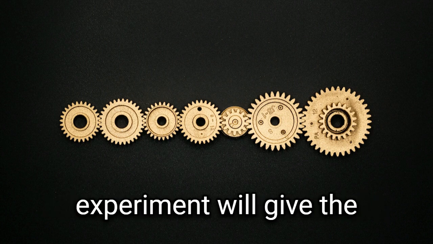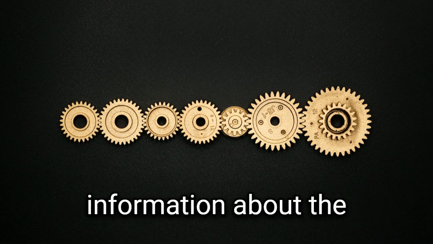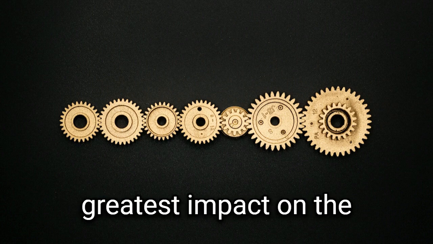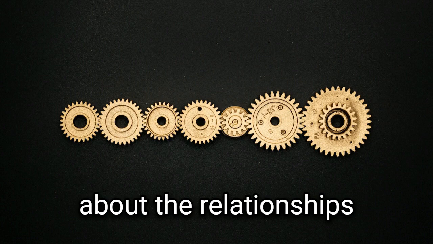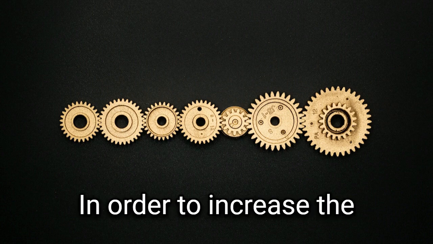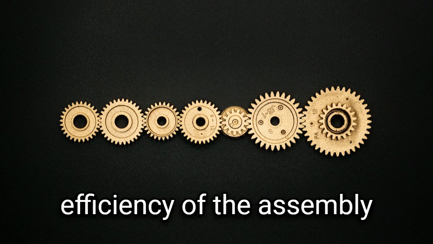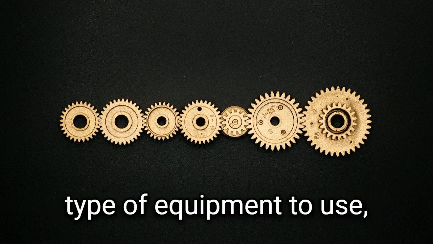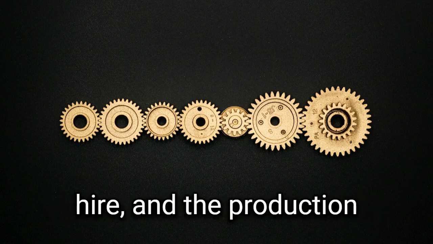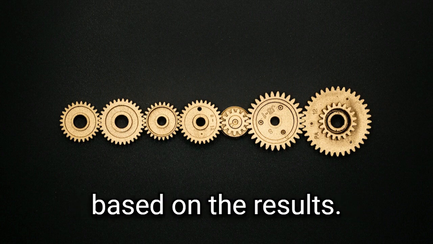The findings of the experiment will give the company useful information about the elements that have the greatest impact on the assembly line's efficiency, as well as information about the relationships between the factors. In order to increase the efficiency of the assembly line, the company may make informed decisions on the type of equipment to use, the number of workers to hire, and the production plan to implement based on the results.